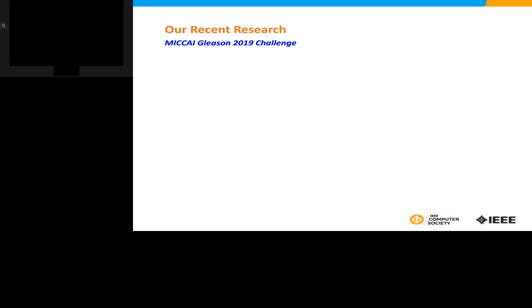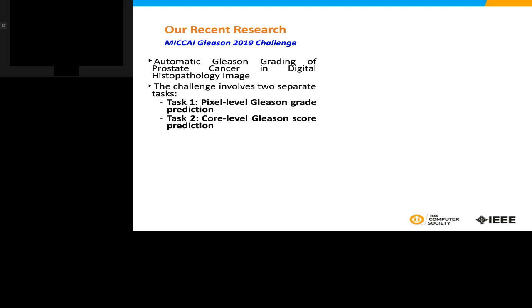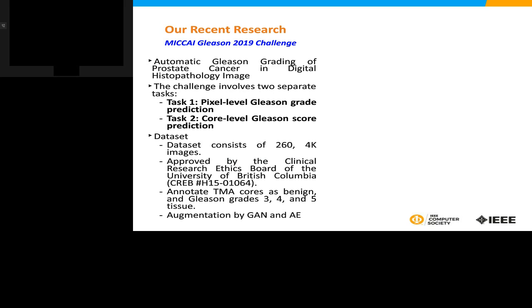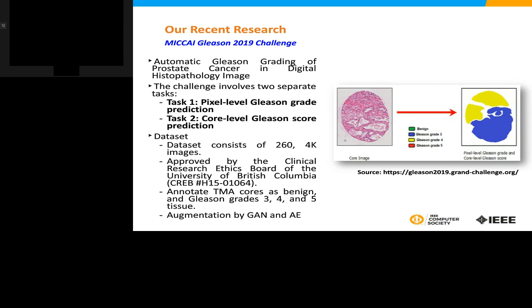The next example is one which one of my students has recently achieved. It was basically generating the Gleason score, which is the score given for histopathology images after a biopsy of the prostate. This is a histopathology image, and the Gleason score tries to classify the severity of the particular cancer in the particular tissue.